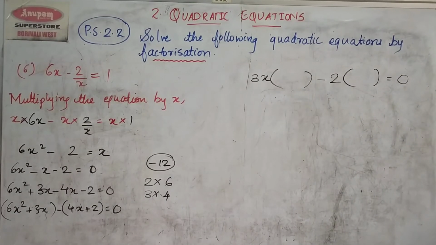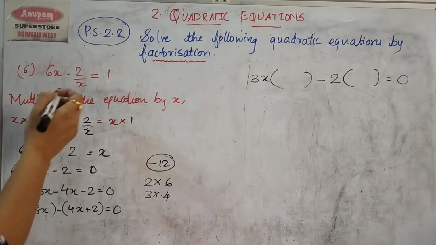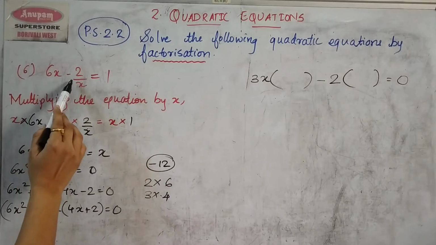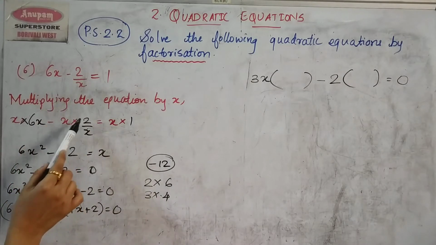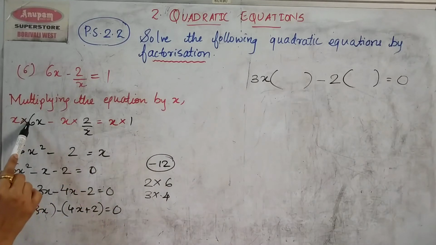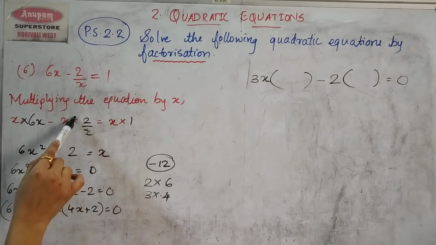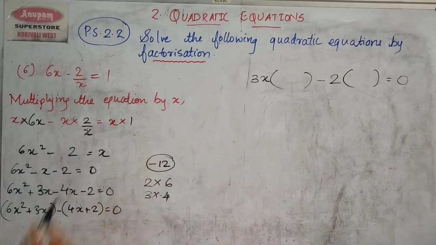In the next part, we have 6x minus 2 upon x is equal to 1. Now if you see here, if the question has x in the denominator, I am going to multiply this entire equation by x. This is divided by x, so you will multiply by x. So when I multiply 6x by x, I multiply 2 upon x by x, and I also multiply 1 by x. So I get 6x square minus, this x and this x cancel, and you are left only with 2. And this x into 1 will be x.